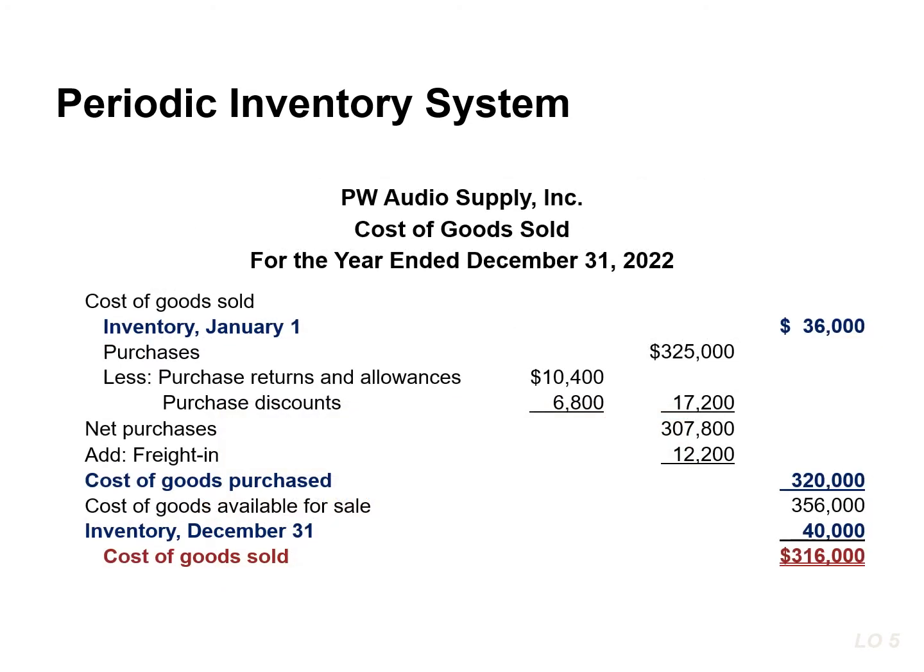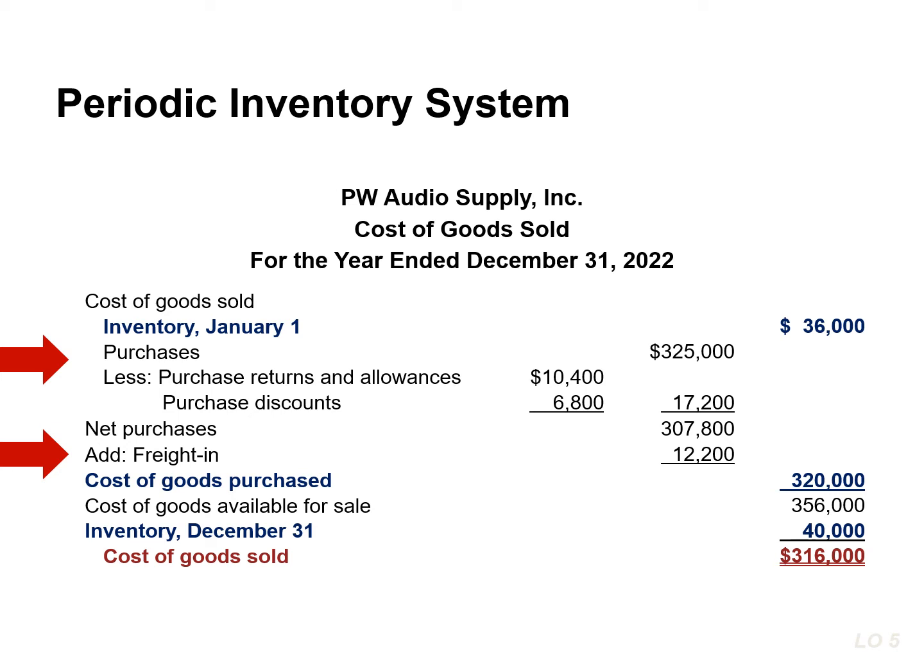Another difference between the two approaches is that the perpetual system directly adjusts the inventory account for any transaction that affects inventory, such as freight cost, purchase returns, and purchase discounts. The periodic system does not do this. Instead, it creates different accounts for purchases, purchase returns, and purchase discounts, as well as freight costs.